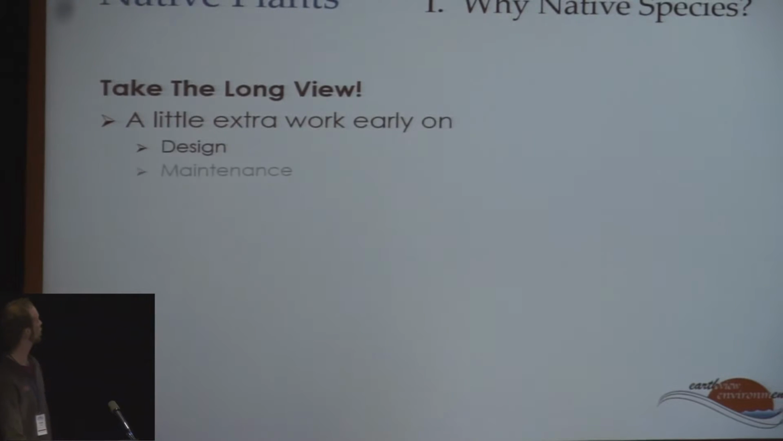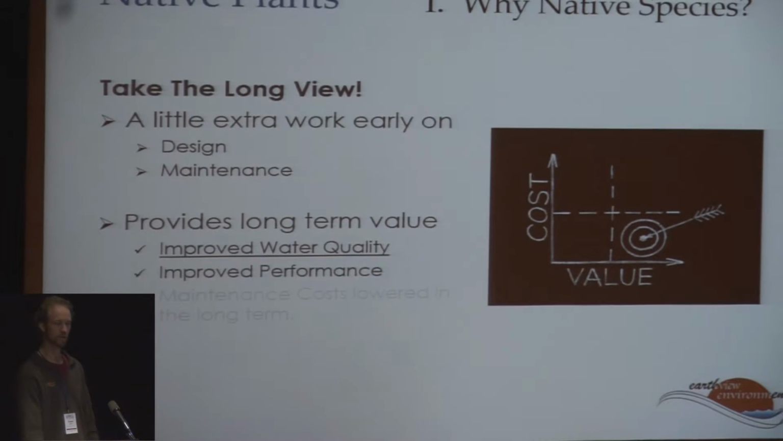So take the long view. A little extra work early on in your design and in your maintenance of those first few years, and you get a big long-term savings. You get improved quality of water, and of course that's the big long-term savings that we're looking at here. You also get improved performance of your BMP because you're getting more of those benefits from the species than you would in just a vegetated swale or a gravel swale.